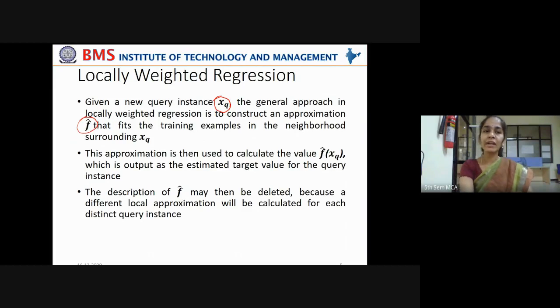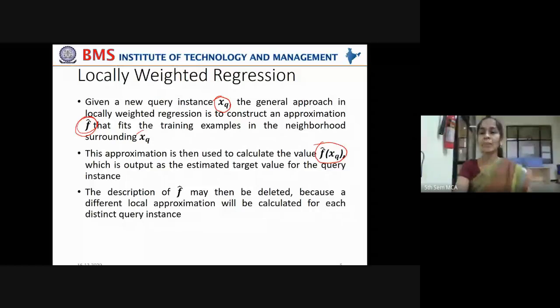Now, to construct an approximation of the target function FCAP that fits the training examples in the neighborhood surrounding XQ, let us take this approach. That is locally weighted regression. Now this approximation is then used to calculate the value FCAP of XQ. What is this FCAP of XQ? It is the estimated classification of XQ in the case of a classification task, or the predicted value of XQ in the case of a regression task.